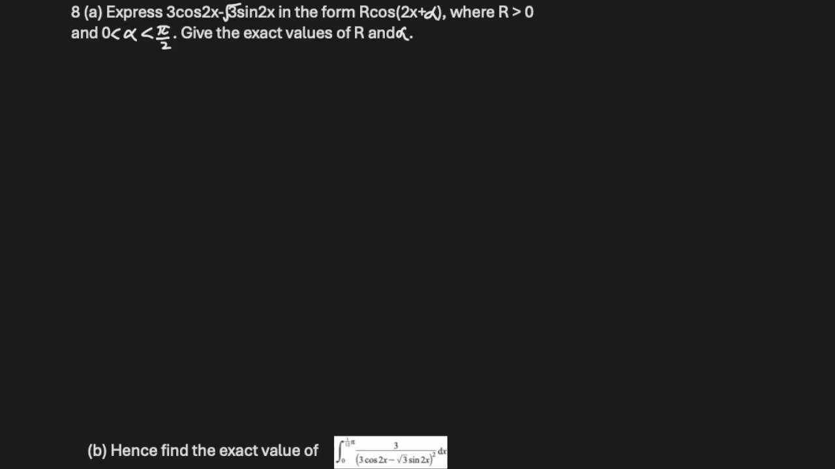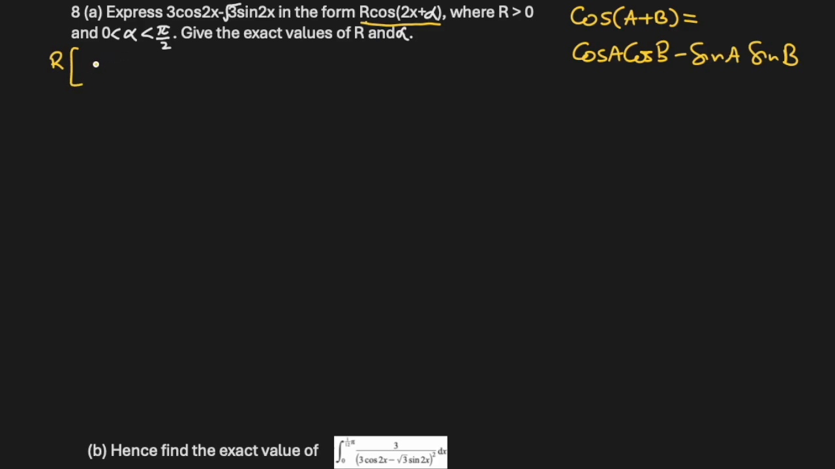Question 8. Express this particular expression in the form of this, where r is positive and alpha is between 0 and pi by 2. Give exact values. Okay. Because we want this particular format, so let's open this one. So r remains r, but for cos(2x plus alpha), we'll use this identity, cos(a plus b), which is equal to cos a cos b minus sin a sin b. Okay, so that's what I'm going to do now.